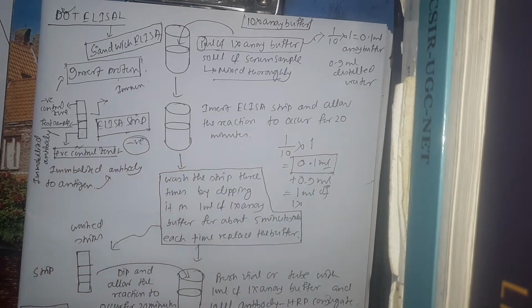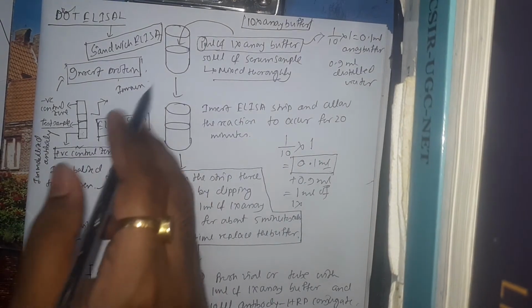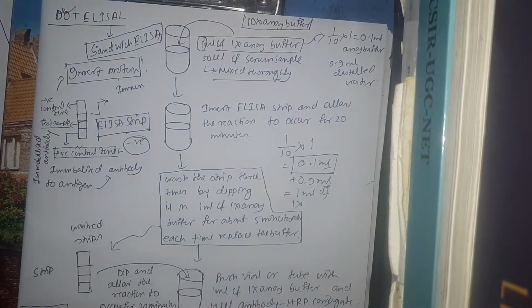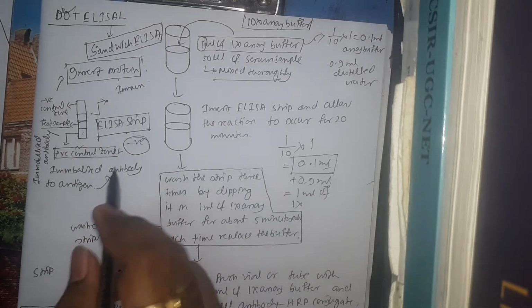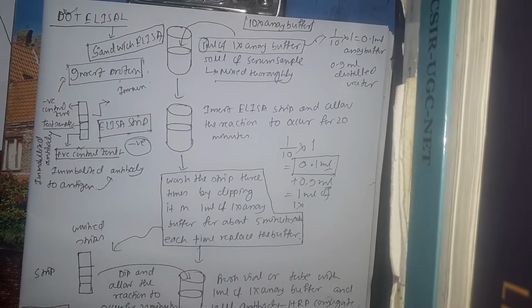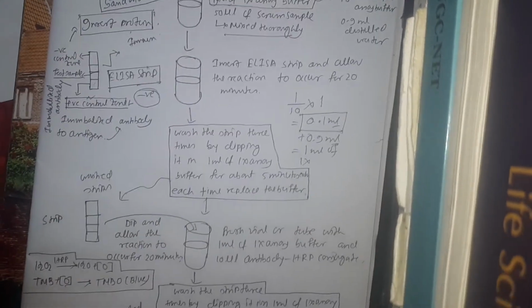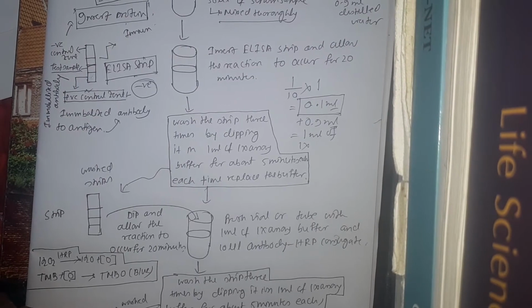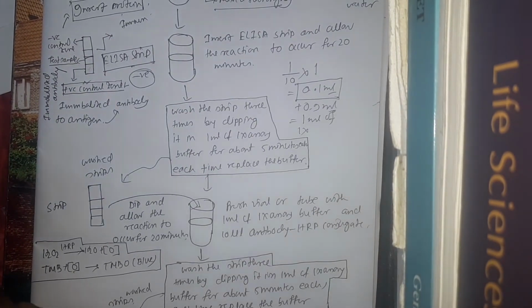Now you have to insert this strip in the tube, where we have prepared a mixture of 1 ml of 1x assay buffer with 50 microliter of serum sample. You need to allow the reaction to occur for 20 minutes. After that you have to wash the strip in 1 ml of 1x assay buffer for 5 minutes, and each time you will replace the buffer, so you will have adequate washing.